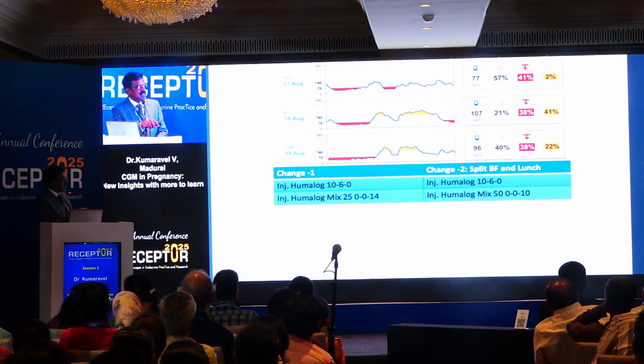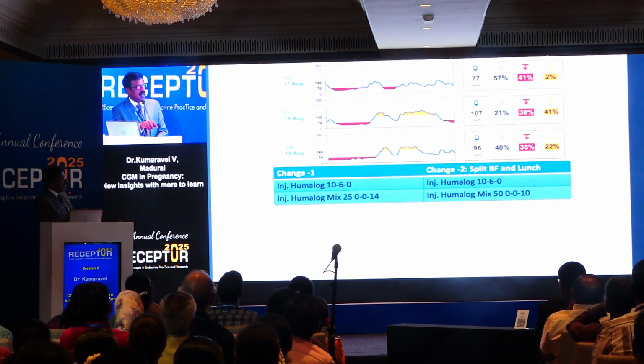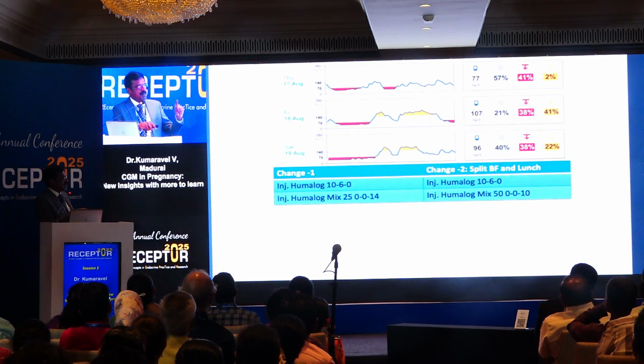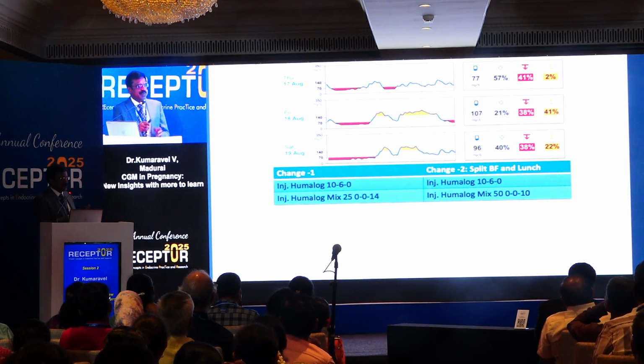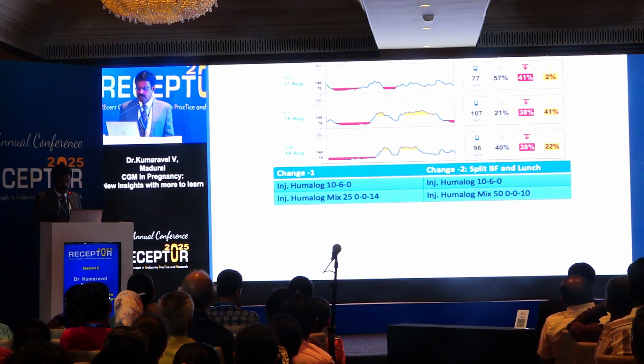Since the patient had hypoglycemia at night and the initial reading was hyperglycemia post-dinner, we thought instead of Humalog Mix 25, we'll change to Humalog Mix 50, where 50% is going to be short acting and 50% is going to be long acting.